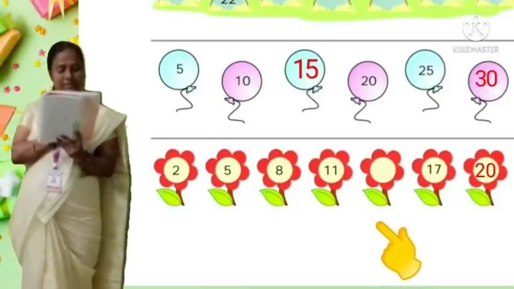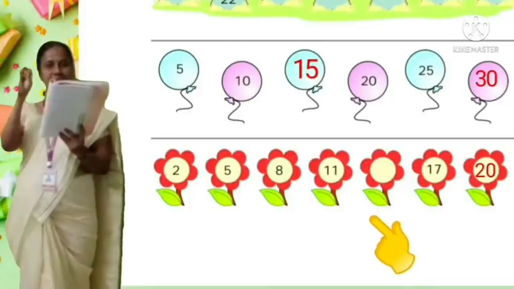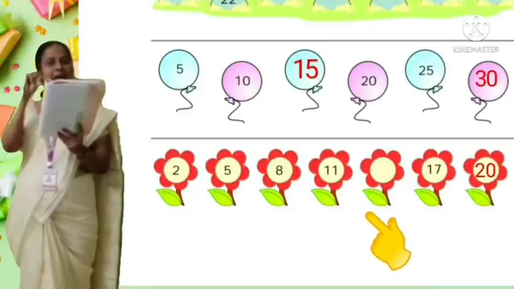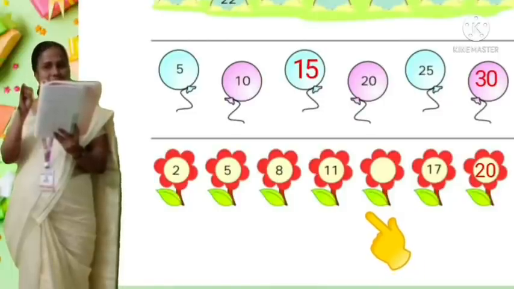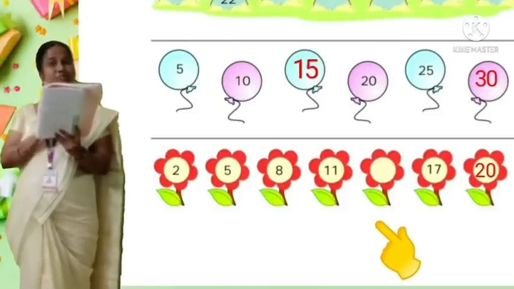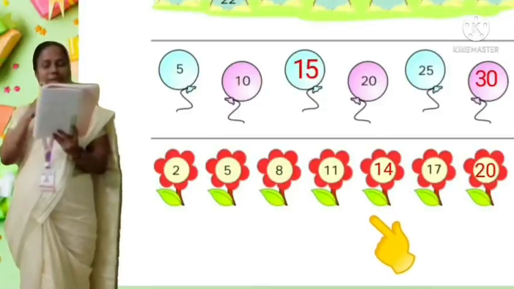Okay, 2. The next 3, 4, they left 5. 6, 7, they left 8. 9, 10, they left 11. 12, 13, you leave and then write 14. Very good. After 14 you leave 2 numbers.